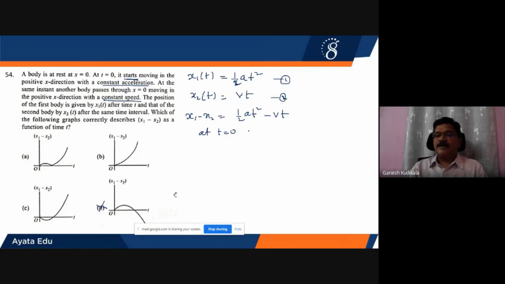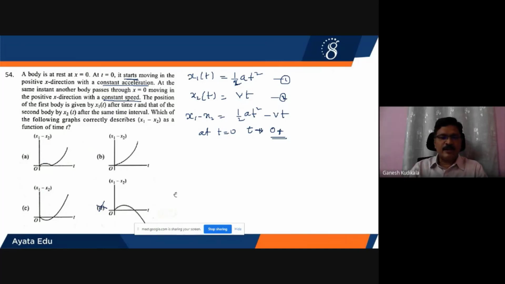So as the time is t plus, or we can call the time value 0 plus, what is the meaning of 0 plus? Just above 0. Maybe 0.1 seconds, maybe 0.2 seconds, or maybe 1 second, or 1.1 second, likewise. If I am going for just above 0 seconds, this factor will be more and this factor will be less. Therefore, net displacement will become negative.